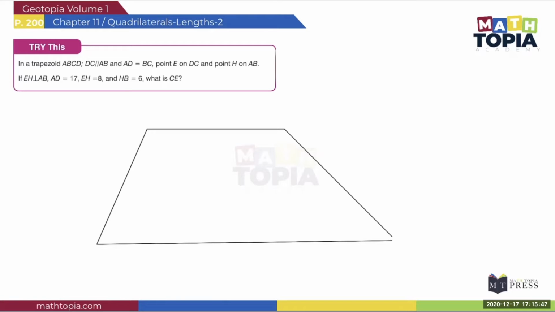Now, chapter 11, side problems. Now, page 200. Try this problem. Okay, so we have a trapezoid, A, B, C, D. AD is equal to BC, so it's an isosceles trapezoid.